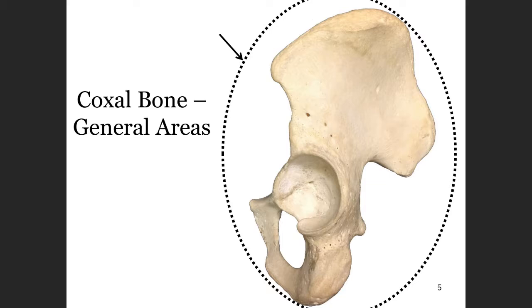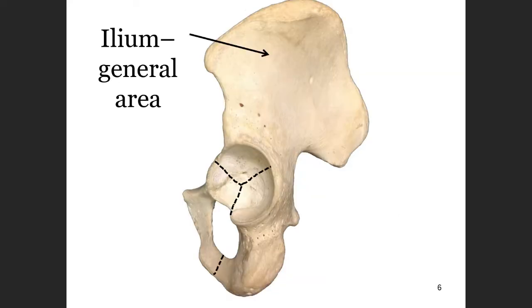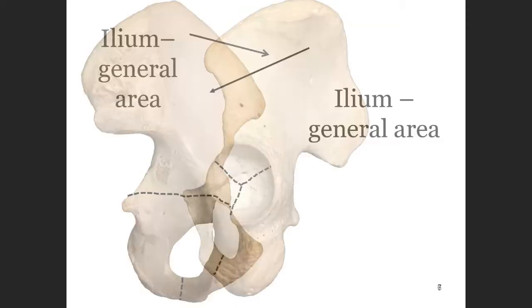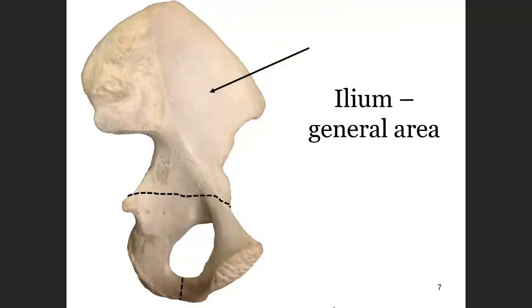Remember, there are three bones that form the os coxa: the ilium, the ischium, and the pubis, or pubic bone. We're going to talk about those three bones. You can see the arrow is identifying the ilium. It makes up the superior portion of this bone, and it's the majority of it too. Here it is on the lateral view, then here it is on the medial view.